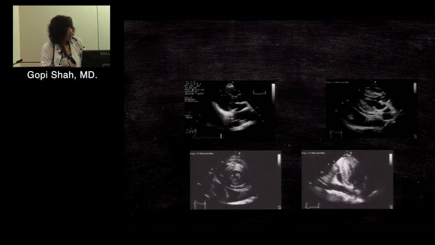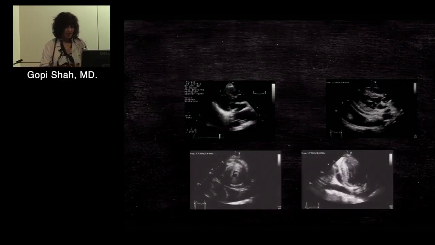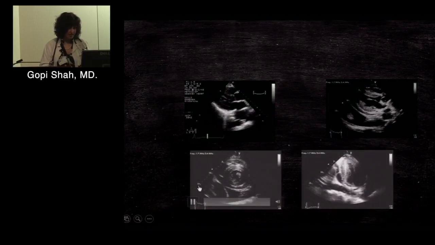So what you're seeing here is the aorta. Again, as you can see, this is going away from the cardiac silhouette. There's a little bit of pleural effusion, and then there's the pericardium here. So you have to be able to tell that.